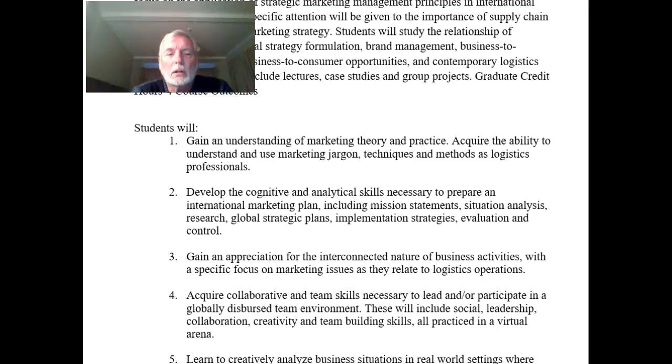So the basic formula for any kind of a marketing subject is what we call the 4 Ps. Product, price, place, and what am I missing? Product, price, place, and promotion.